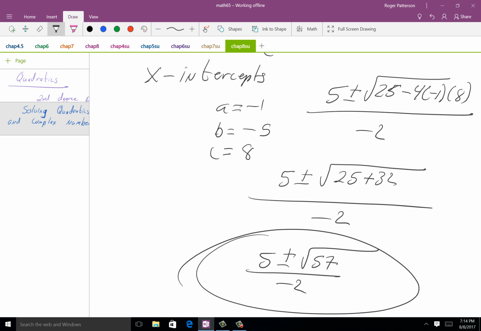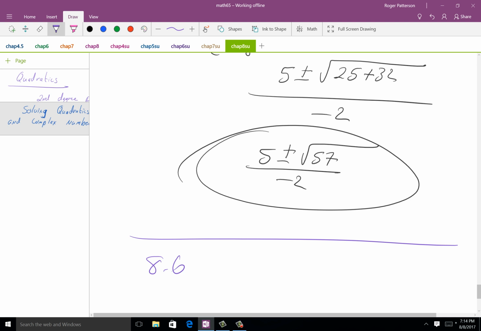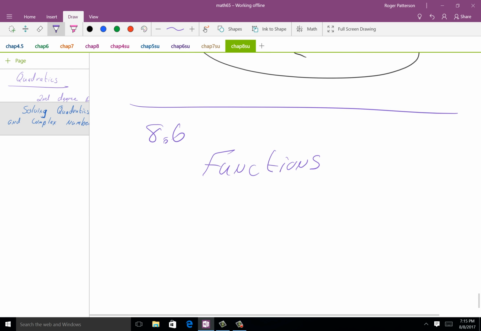Okay. Here we go, last section. 8.6 talks about functions and what functions are. Okay?